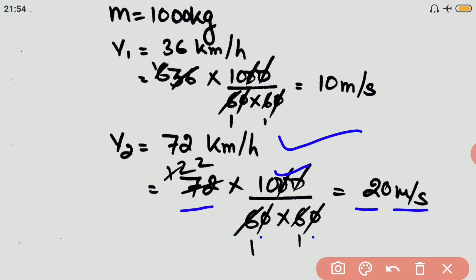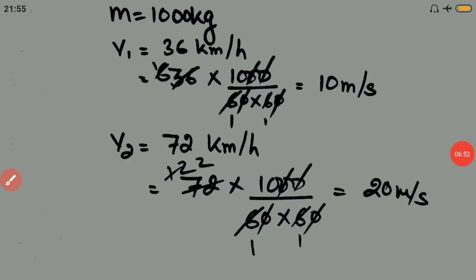Now with the help of this mass, this first speed and this second speed, we shall get two kinetic energies. V1 will give me the first kinetic energy and V2 shall give me the second kinetic energy, and when we subtract them, we shall get the increase in the kinetic energy. So let us further solve it.